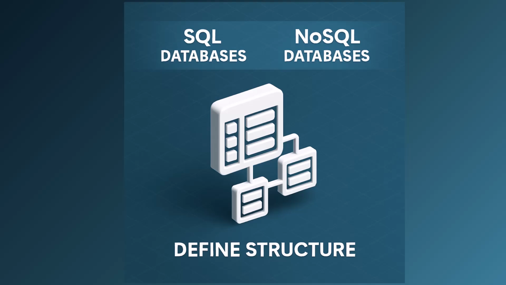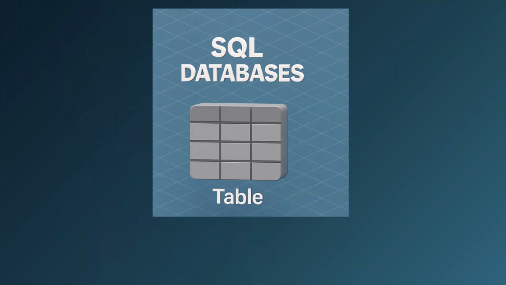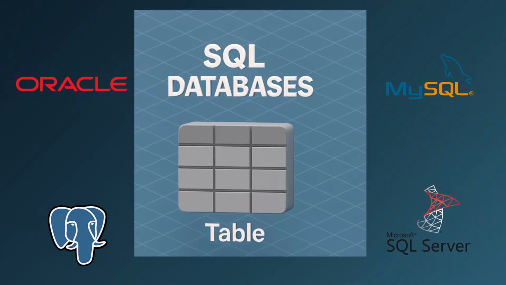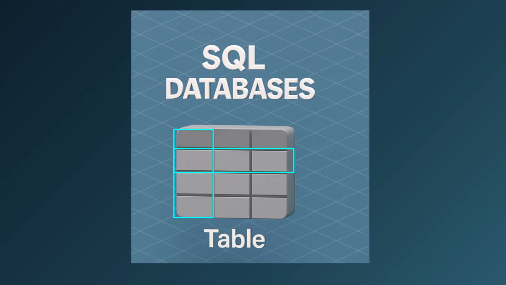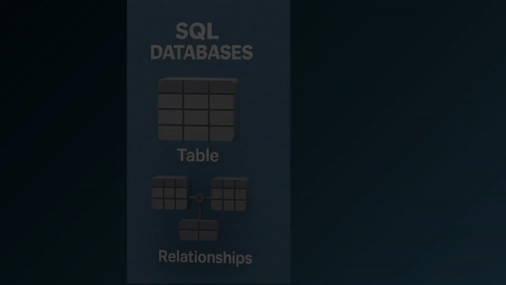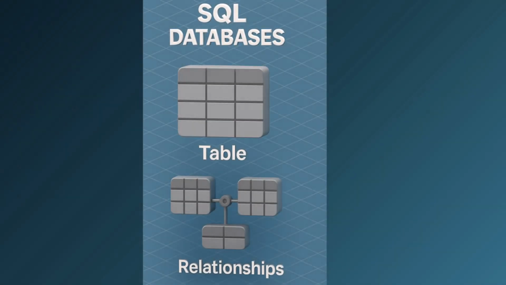What's the real difference between SQL and NoSQL? It starts with how you define structure. SQL databases like Oracle use tables. Each table has rows and columns, and different tables can be connected through relationships.